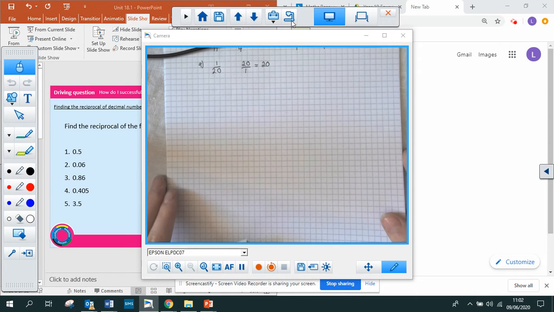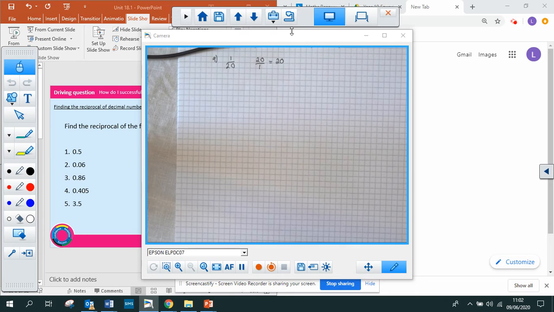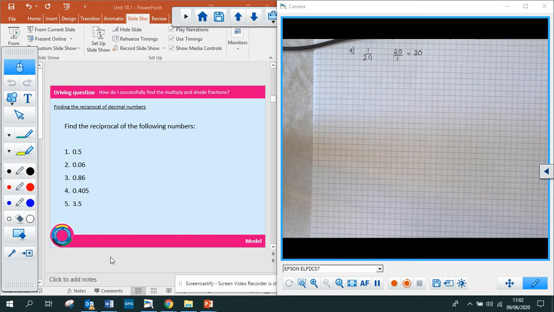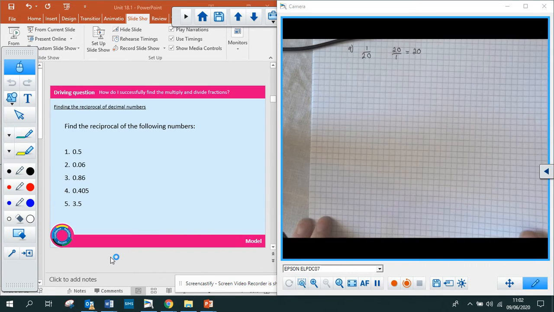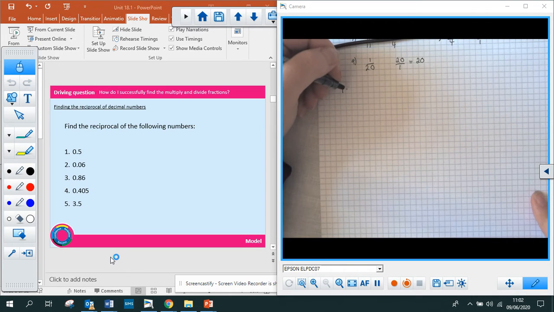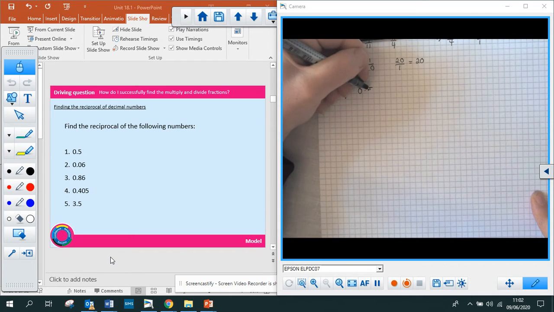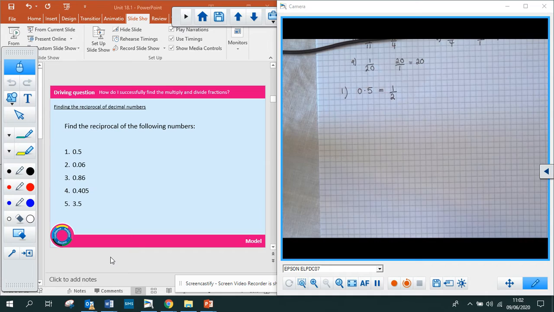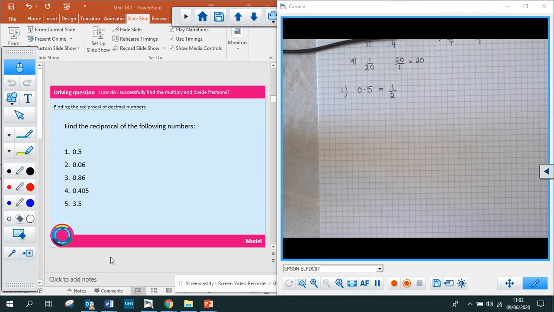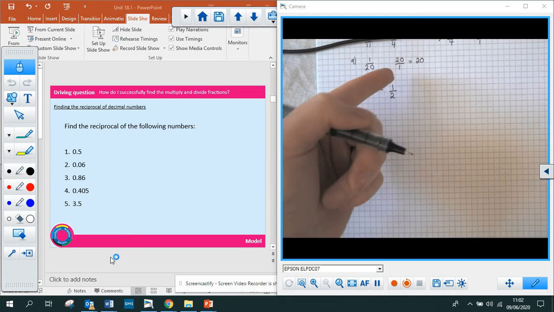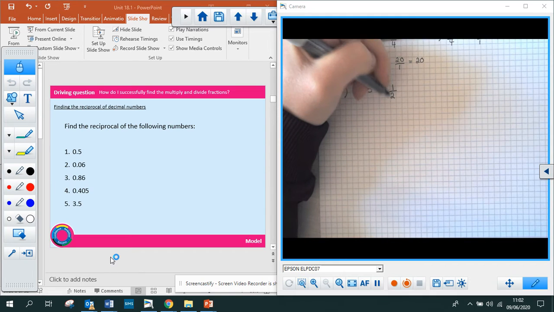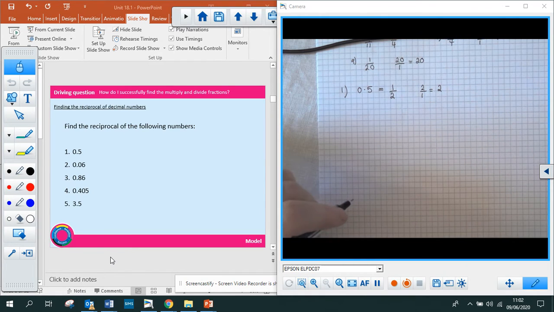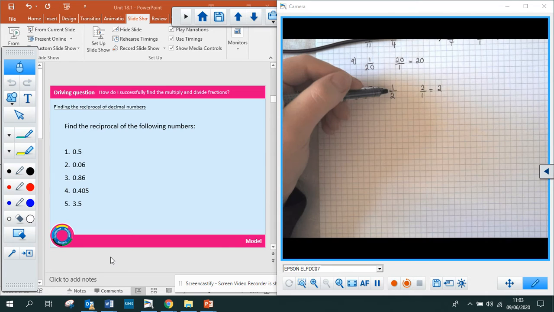So let's just move this over. We need to find the reciprocal of decimal numbers. So the first thing I need to do is to convert from a decimal to a fraction. So 0.5 as a fraction, I hope you know, is a half. That's one of the conversions you should know. Okay? Now I can flip it as normal. I'm finding the reciprocal of a half. Well, the reciprocal, flipping 1 over 2 is 2 over 1, which is equal to 2. So that's my reciprocal done. I've converted it to a fraction, then flipped it as normal.